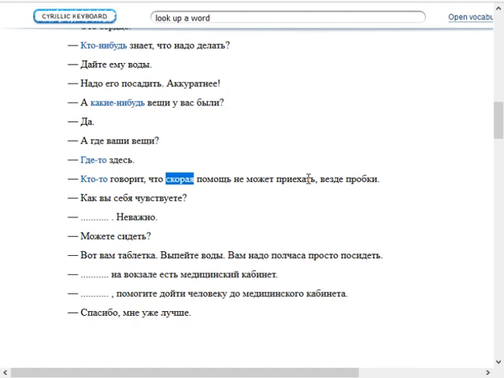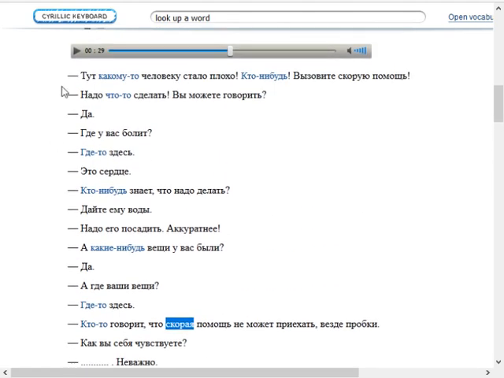Yes, right. Probka is a traffic jam, or actually more generally, a probka is like a stopper, like something which blocks some passage. But probka is a traffic jam. Probki is plural, and везде means everywhere. So somebody's saying that help cannot arrive soon. There are traffic jams everywhere.